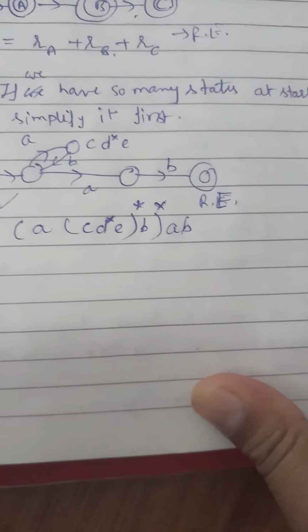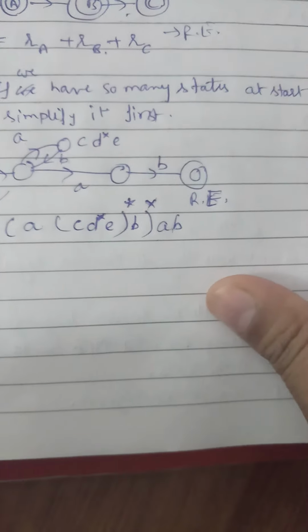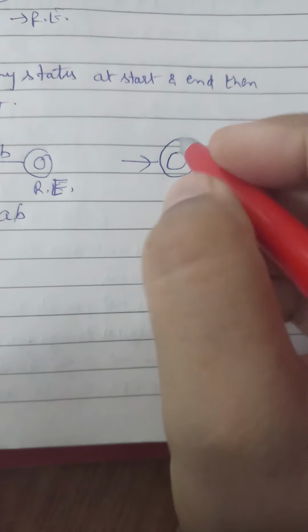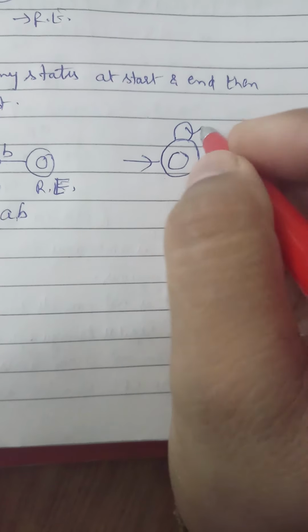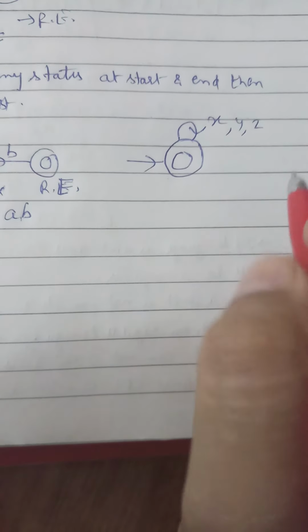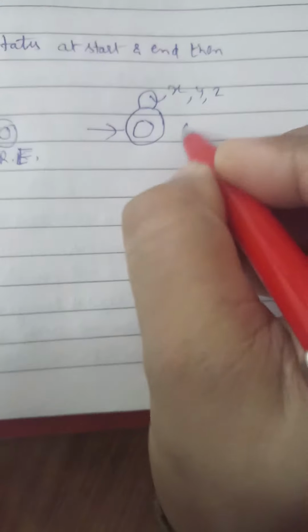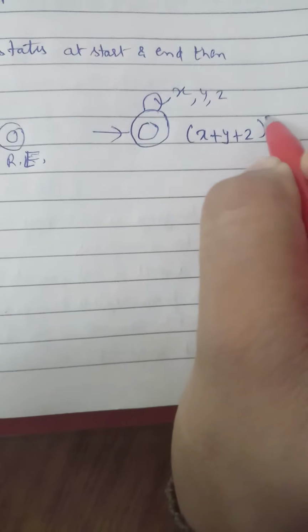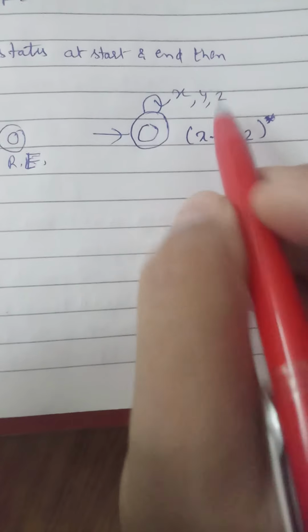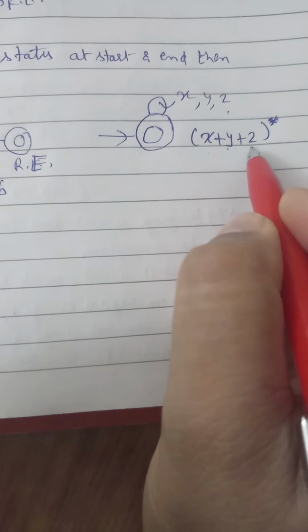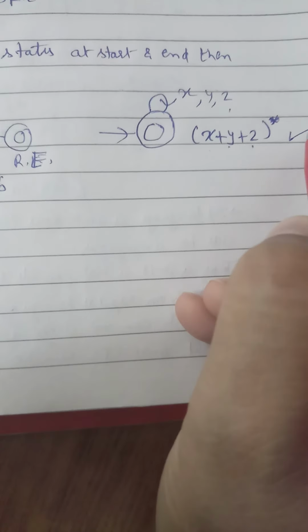In a similar way, this is on the starting side, and suppose we have it like this, X, Y, Z. How can we write it? (X plus Y plus Z) whole star, because all three are present here, so either X will run, or Y will run, or Z will run at one time, and this is on a loop, so we will write a star here.